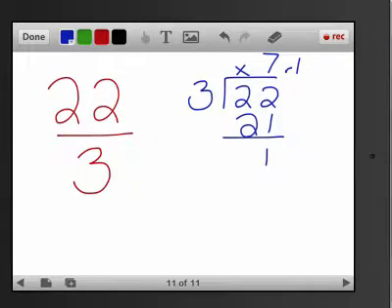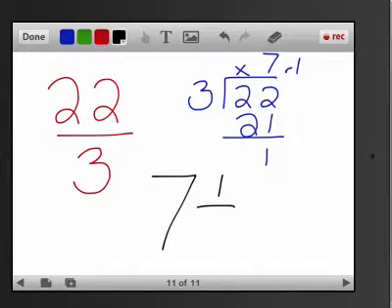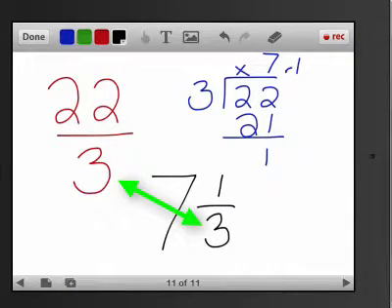So when I am doing this improper fraction, there are 7 whole numbers of 3 in 22, and there's 1 remaining, which would be my fraction, and I'm going to keep the same denominator of 3. So 22/3 is equal to 7 1/3. Let's take a look. I'll show you another one.